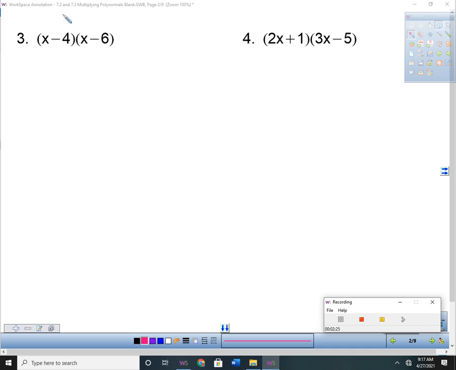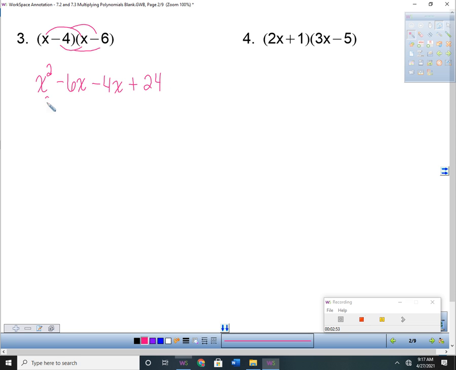So a couple more just to kind of review ourselves. So we have x times x is x squared. X times negative 6 is negative 6x. Then we'll take that negative 4 times both of those. So negative 4 times x is negative 4x. And negative 4 times negative 6 is positive 24.